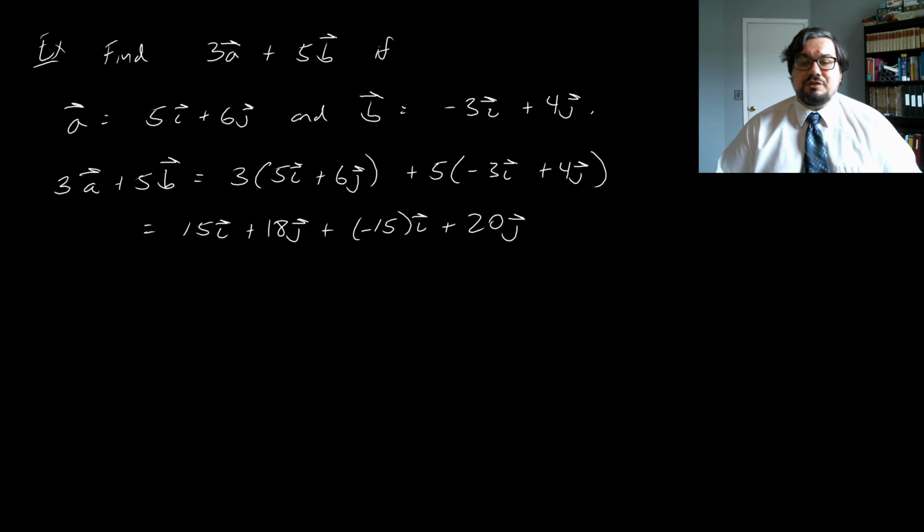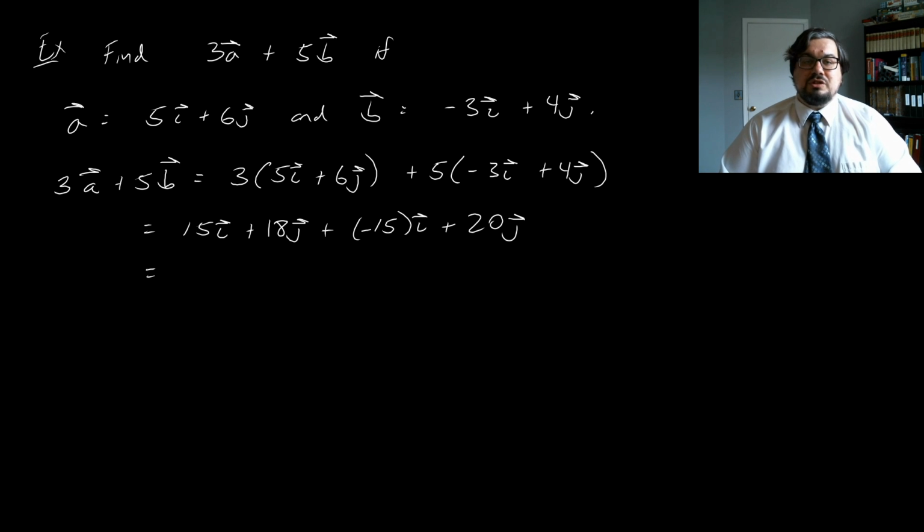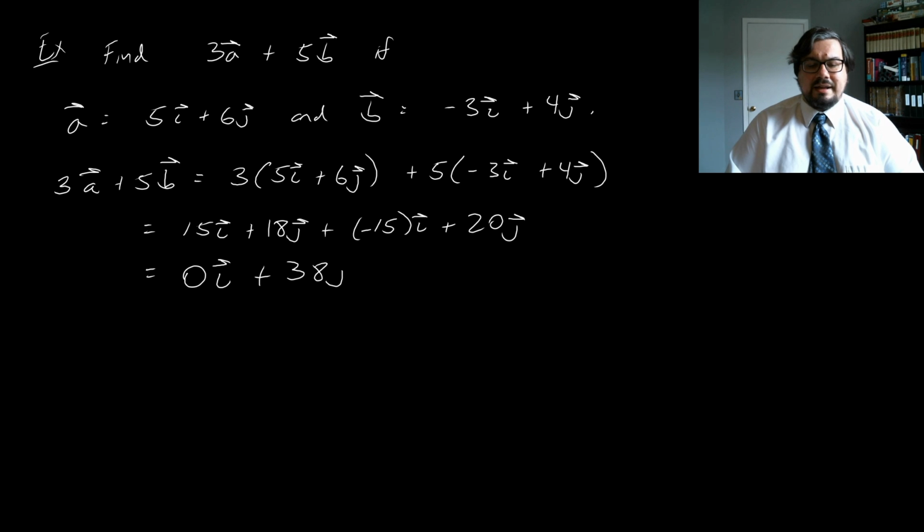Again, this is just scalar multiplication when writing things down using the vectors i and j. Now combining these, you'll see we've got a 15i and a negative 15i. Normally we would just not write that when one of our terms cancels out, and so that's what we're going to do here. So we get 0i plus 38j, and then we'll just write it as 38j.